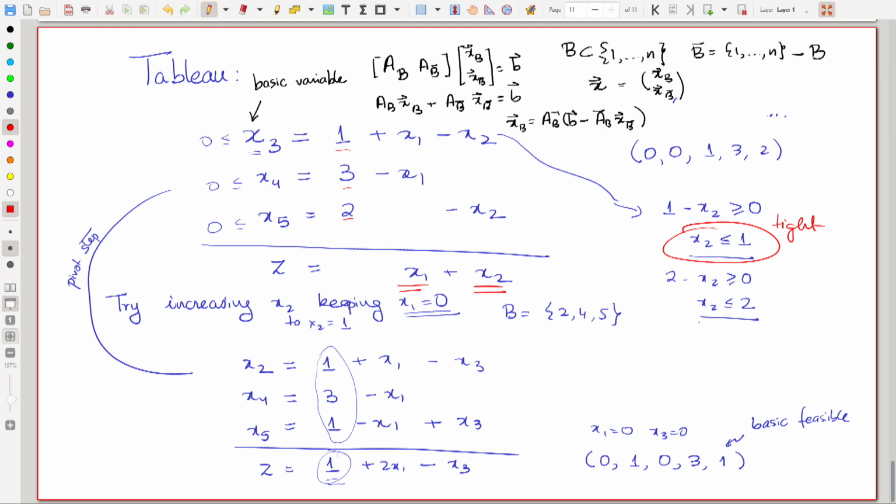However, increasing x 2 to 1 makes the variable x 3 equal to 0, and so I can try to make that a non-basic variable because its value is 0, right. So, I will move x 3 to the non-basic side and I will move x 2 to the basic side, and after you do that, this is what you get. So, let me just copy this and we will run through this example.